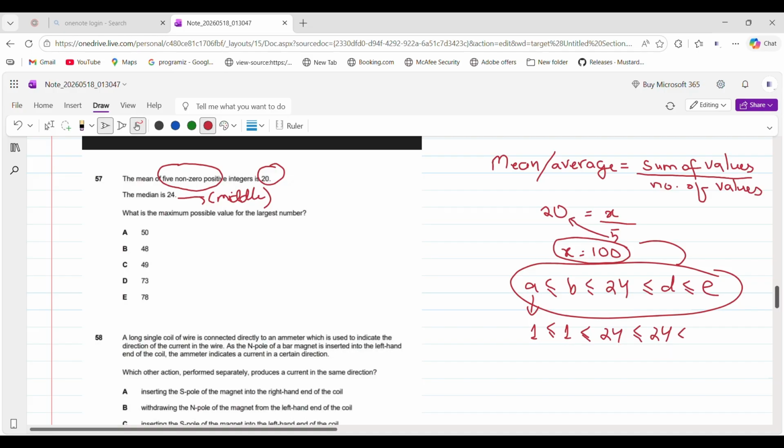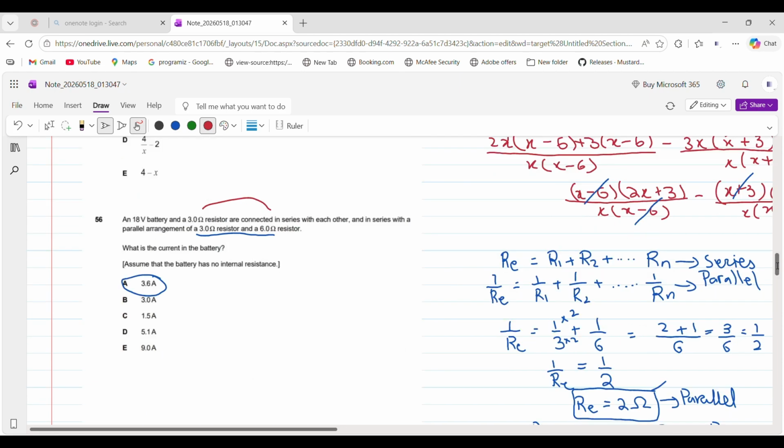So 24, and if I add them, 24 plus 24 is 48, 49, 50. So these 4 values make a sum of 50. So the last value would be 50. So the largest number among these 5 numbers is 50, right? So it's our answer. I hope it is not difficult. It's easy.